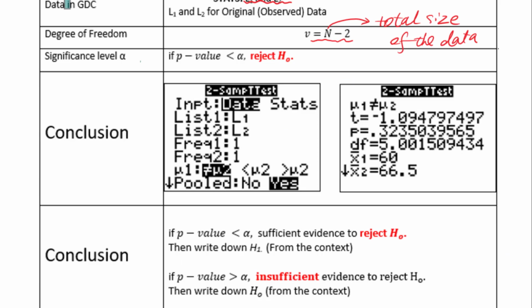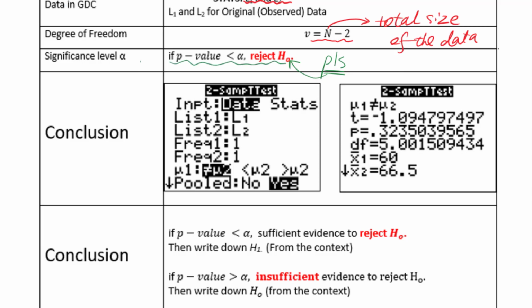For significance level alpha, p-value less than alpha, then reject H0. We use this to memorize this rule. P-value less than significance level, then reject H0.